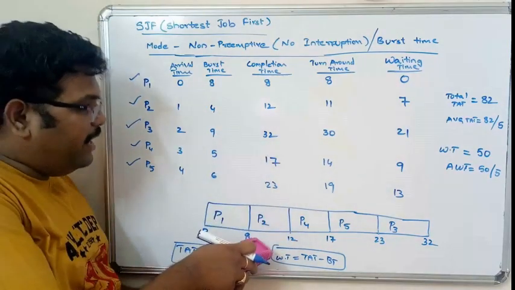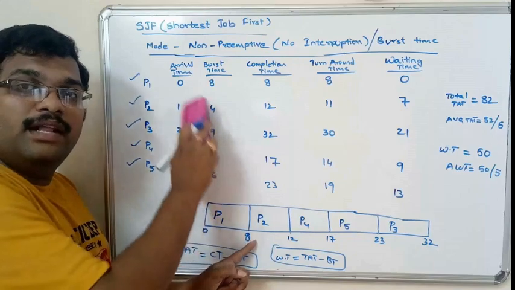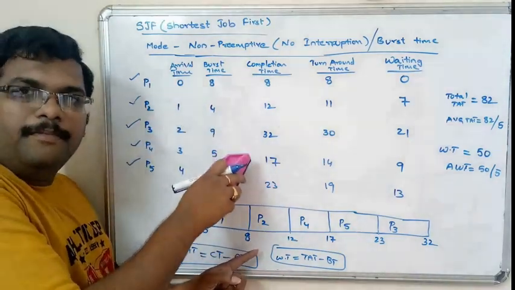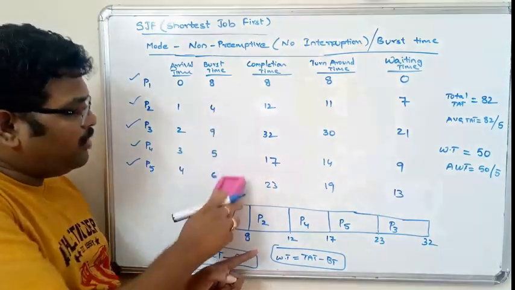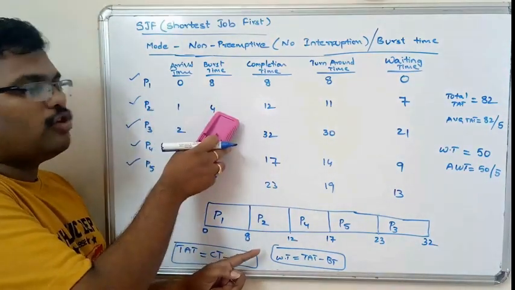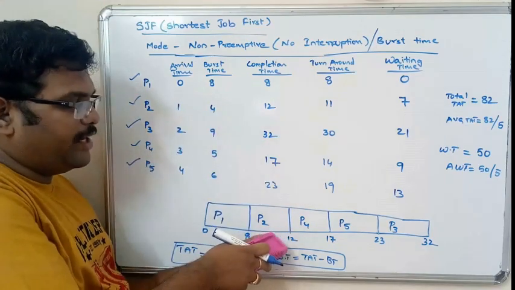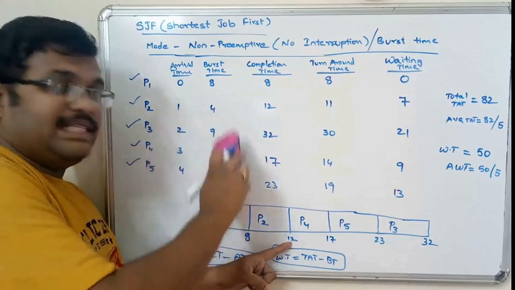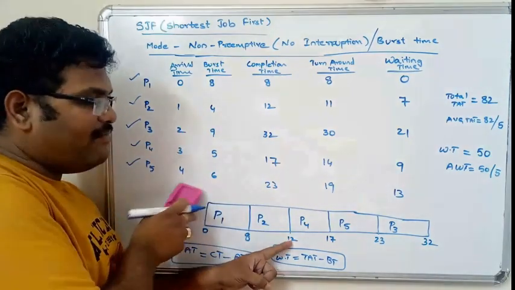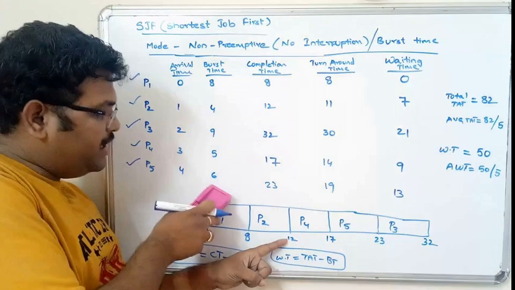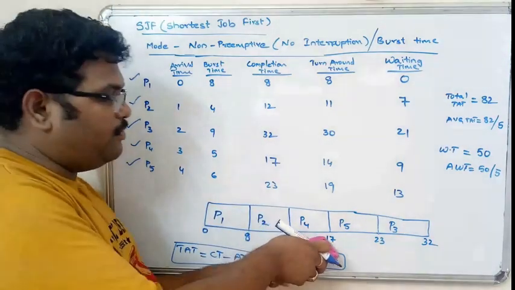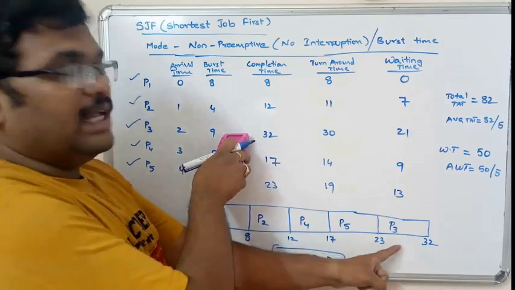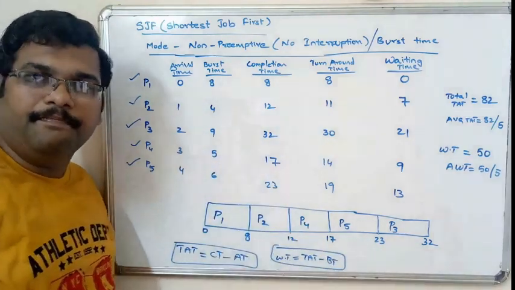Now at time 8, all 4 processes are available in the ready queue. Among the 4, select the shortest job, that means the shortest burst time. Among those, P2 has the shortest job, so P2 gets executed. At time 12, the remaining 3 are available. Among these 3 processes, P4 has the lower burst time, so P4 is allocated to the CPU, and then P5, and then P3, and the remaining process is the same.